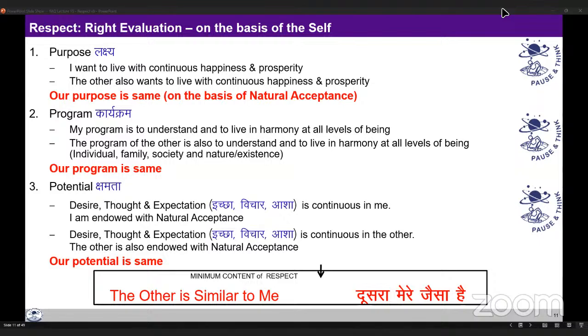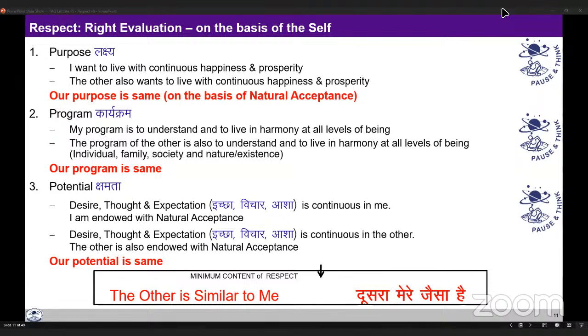As far as respect is concerned, am I able to see that the purpose of mine and this other person is the same? Am I able to see the program of me and this other person is the same? What do I see of this other person's potential? Is it also the same? Or is he lacking the potential? This is what I'm able to see. Is it the same? Can we say that?